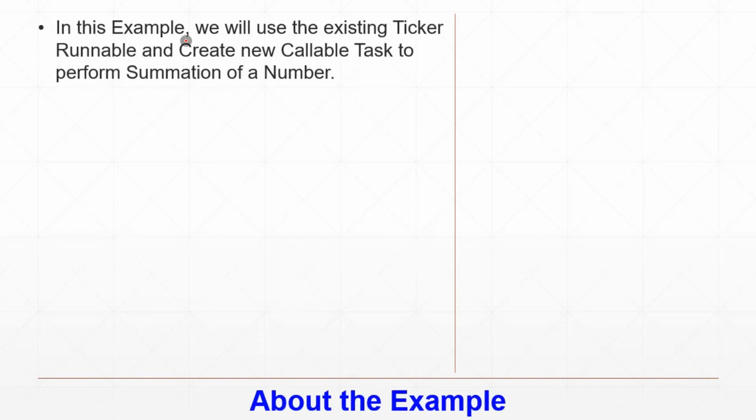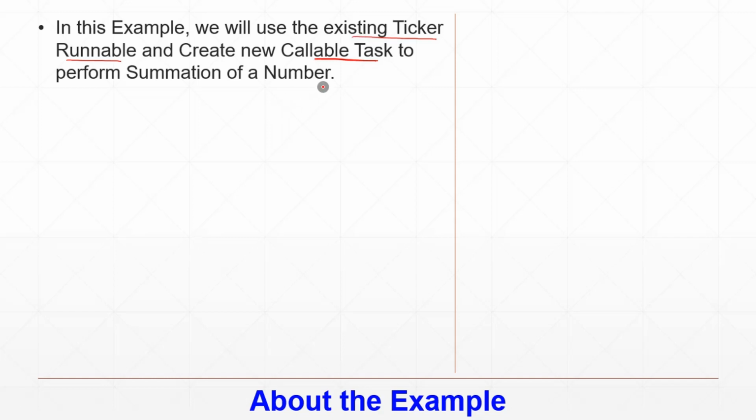Alright, now let's talk about the example. In this example, we will use the existing ticker runnable and create a new callable task. So we are going to use both. The runnable task will not return any value. It will do its duty in the background silently. And the callable task will do the task, and after the task is finished, it will intimate the invoker of the thread with a return value.